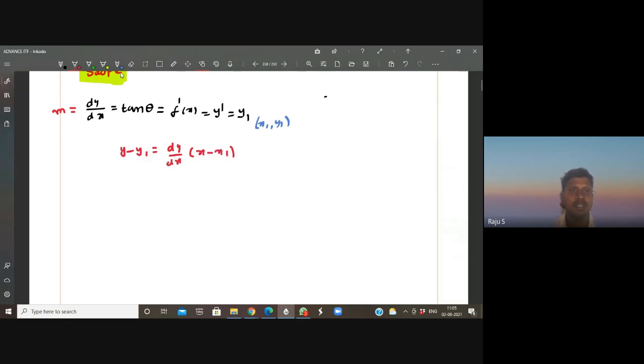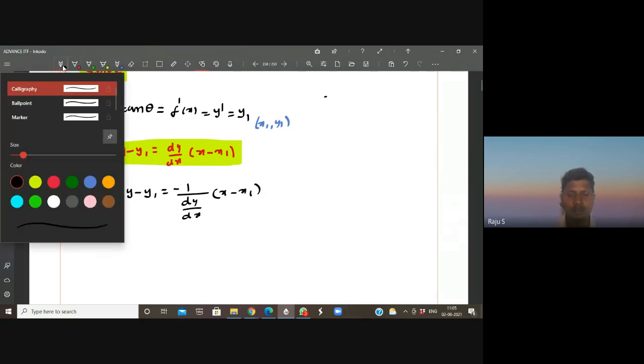So this is the equation of a line whose slope is dy by dx, and which passes through the point x1, y1. So this is the equation of tangent. And the normal equation is y minus y1 is equal to minus 1 by dy by dx times x minus x1.